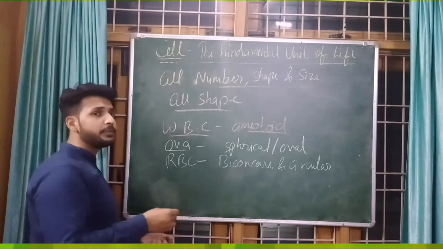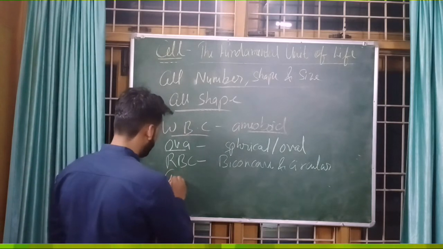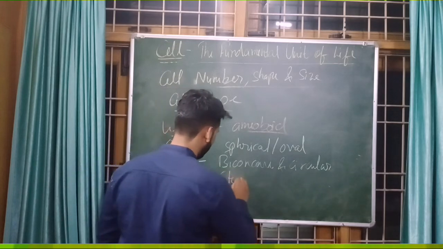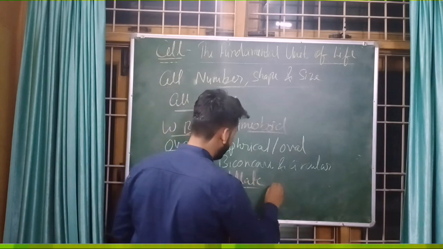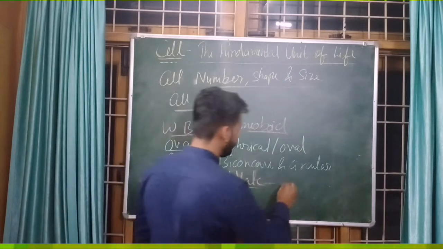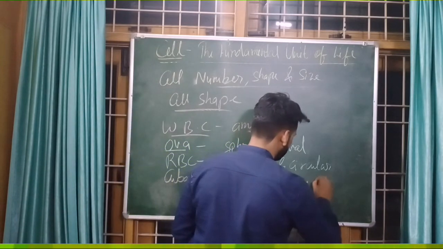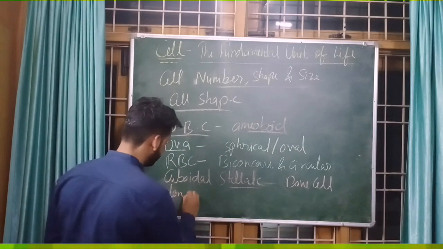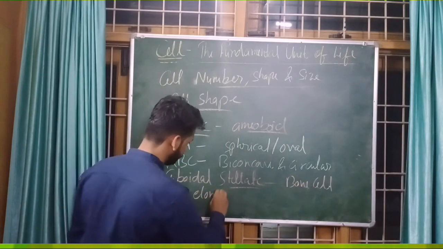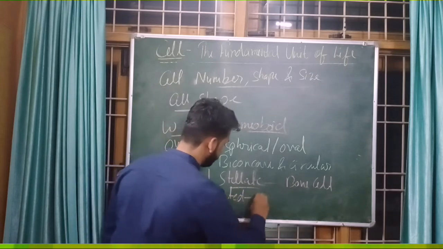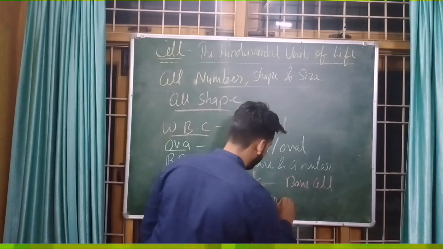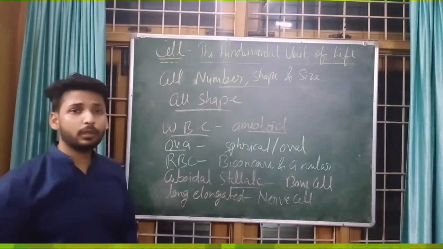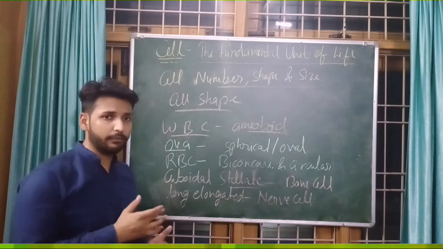In the same way, some cells are cuboidal, cuboidal stellate, like bone cells. Some are long and elongated, just like nerve cells. Actually, nerve cells have to conduct the nerve impulse. That's why they are very long.